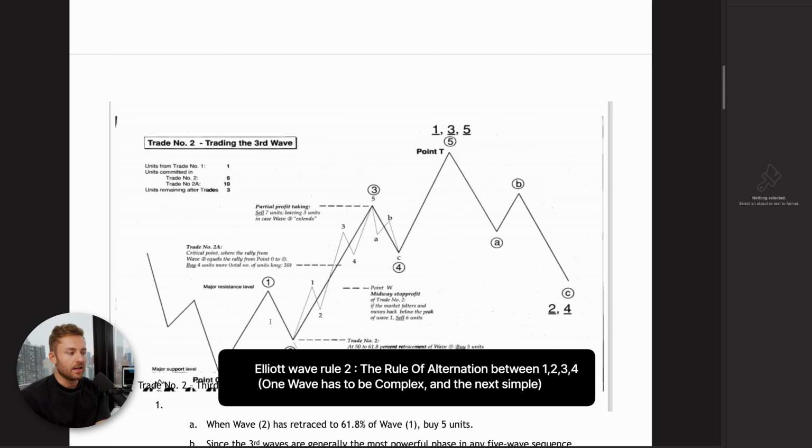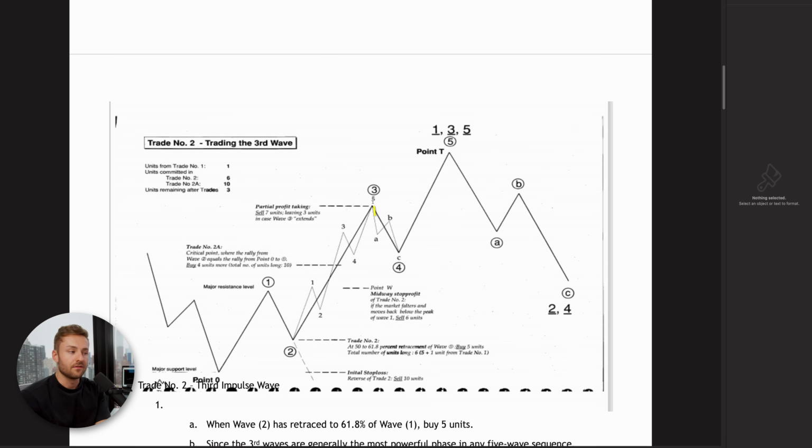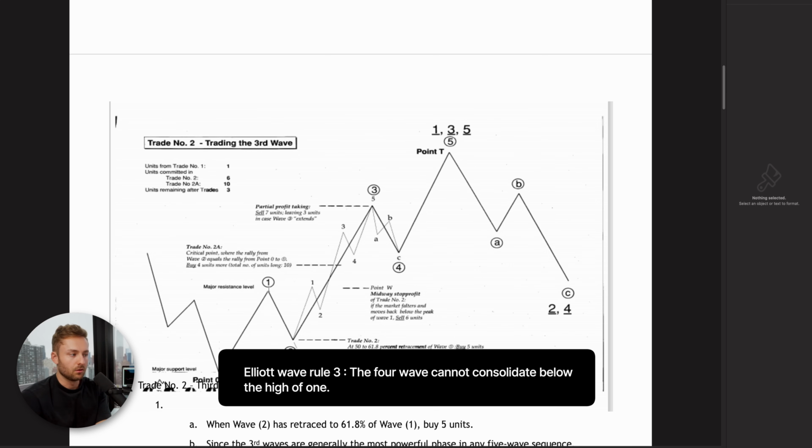That's where we look at wave 1 and 2 and 3 and 4. If this one has complicated price action, meaning the chart is more squiggly and this is more straight, that aligns with the rule of alternation, meaning that one has to be a simple trend and one has to be a complex trend. If both of these wave movements are simple or both are complex, this invalidates the Elliott wave theory. And the third rule is that this 4-wave cannot consolidate below the high of 1.